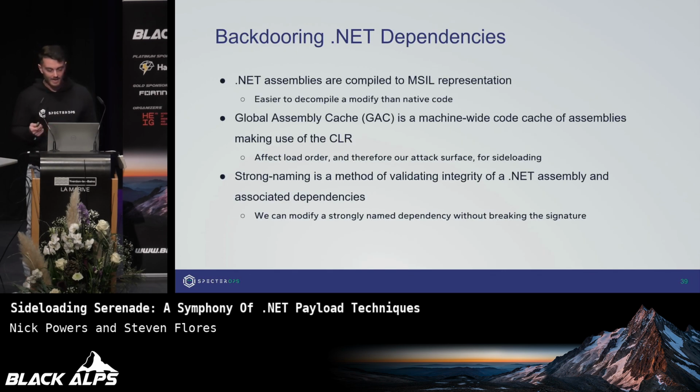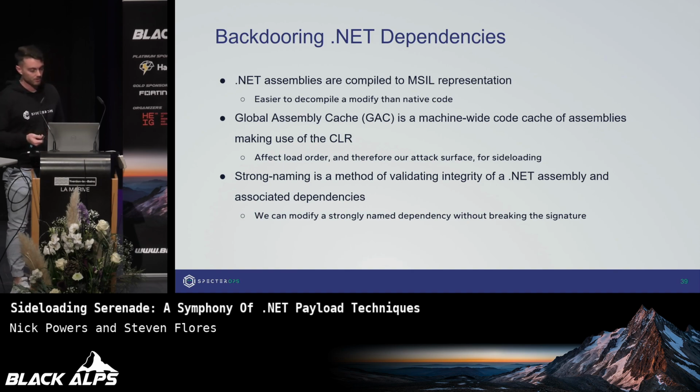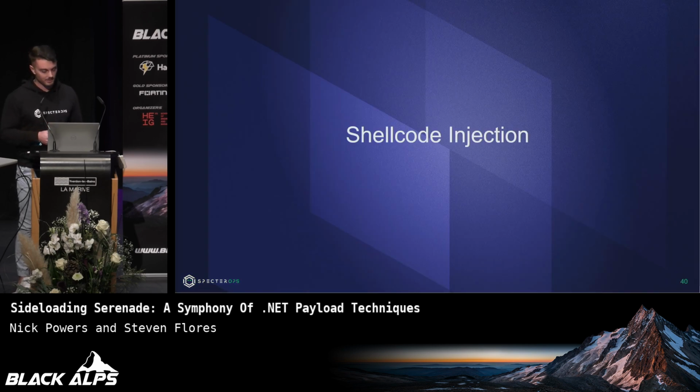So kind of a recap of backdooring existing dependencies. We talked about .NET and how that's represented in this IL or intermediate representation rather than machine code, for example. How the GAC is relevant to our attack surface of what we can sideload. And we made very brief mention of strong naming as it pertains to what our attack surface is for sideloading.